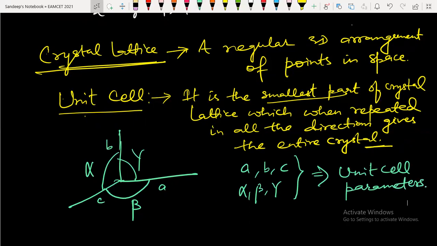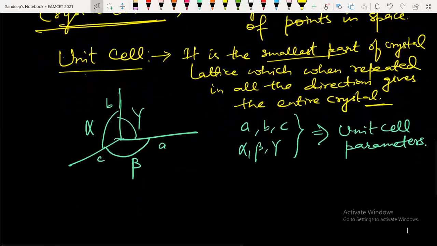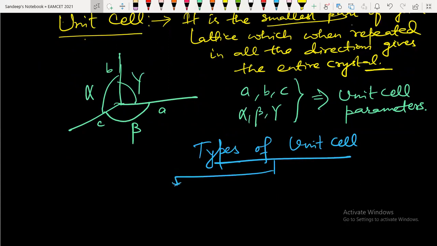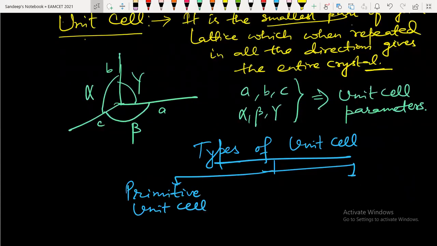Now, basically, there are two types of unit cell. Types of unit cell. One is called the primitive unit cell. Another is called the centered unit cell.